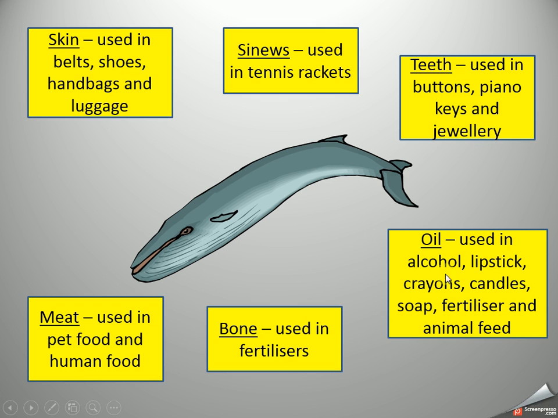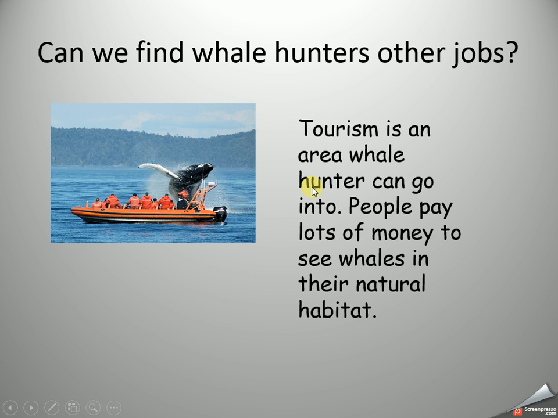Teeth in pianos. You've got the oil, which is used in lipstick, crayons, candles, soap, fertilizer. Bone, which is used in fertilizers, would you believe? And meat, which is used in pet food, and for human food. But like I said, the Japanese love the whale meat, so they like to hunt that.